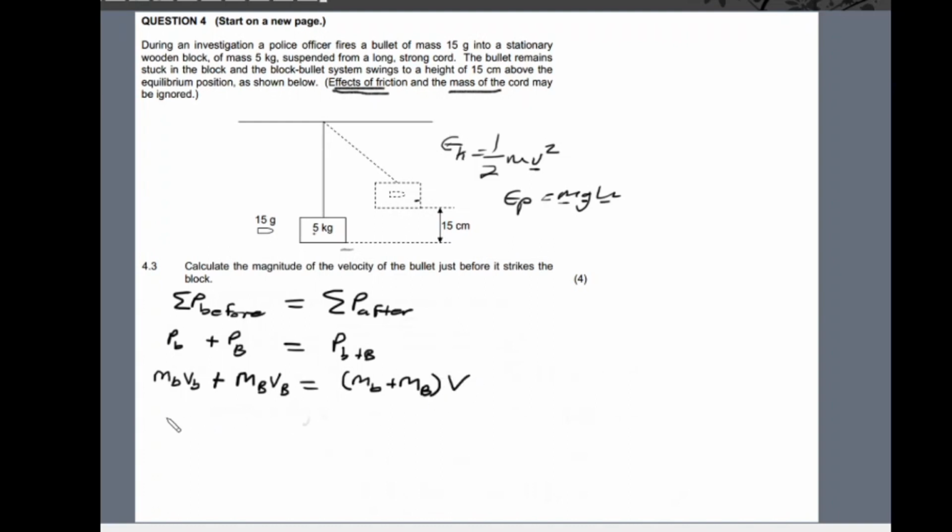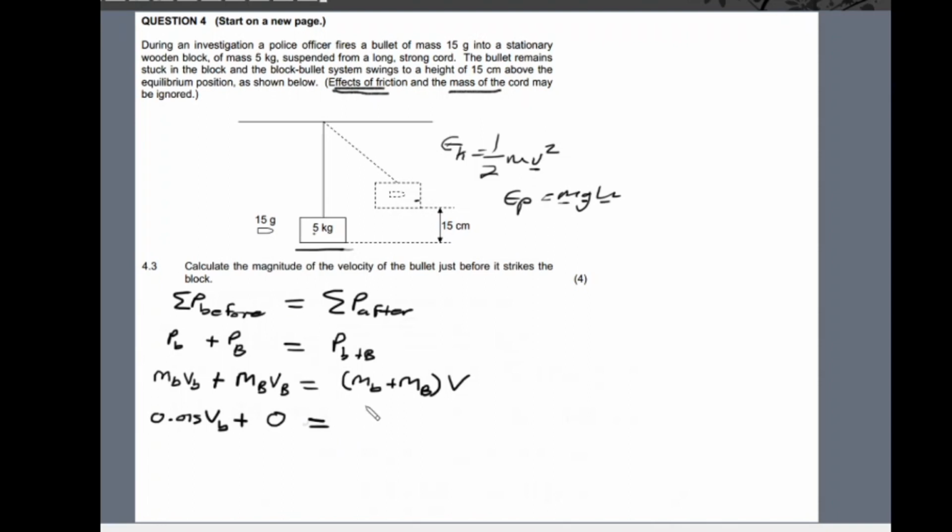So now before collision, the mass of the bullet is still 0.015 grams, and the velocity of the bullet is what we want to solve, right? And then the mass of the block is 5 kg, but then the block is at rest, so its velocity is 0 there. So here we will have 0, right?